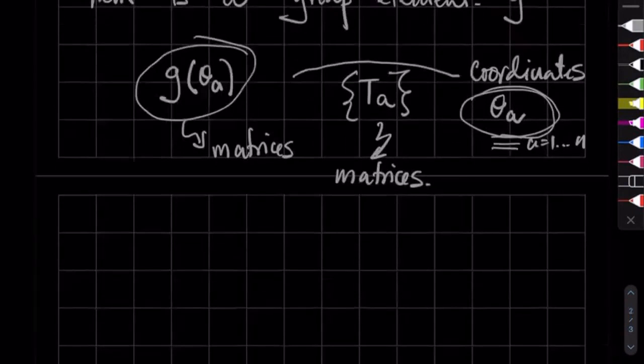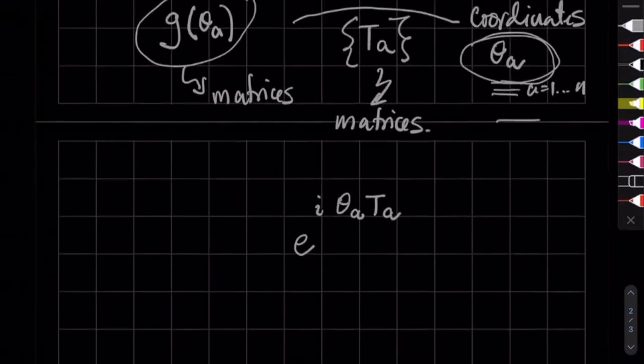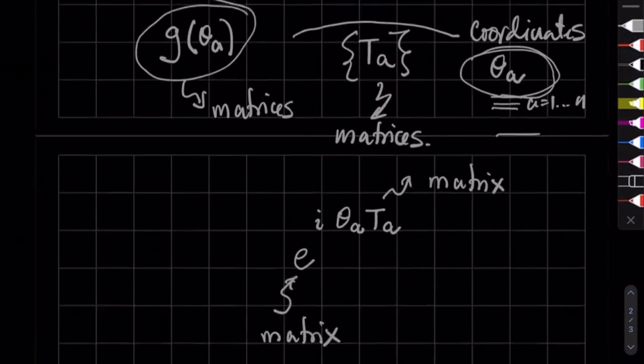And the formula that allows you to go from this guy to this guy across the bridge is this: e^{i sum over A of theta A T_A}. Okay? So if T_A is a matrix, do you agree that this is also a matrix? Yes, sir. So in general, this matrix does not explicitly depend on these parameters, right? Okay.